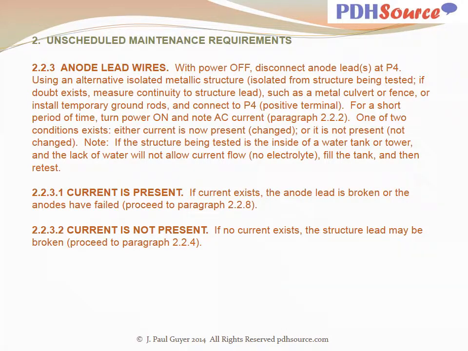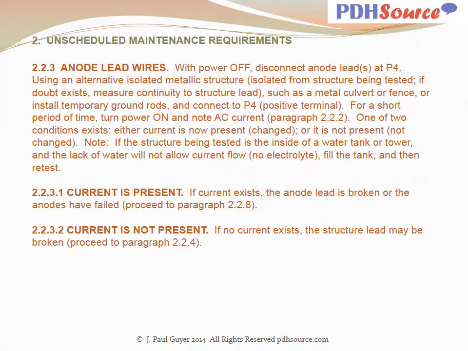With regard to the anode lead wires, with the power off, disconnect the anode leads to P4 using an alternative isolated metallic structure, isolated from the structure being tested. If doubt exists, measure continuity to the structure lead, such as a metal culvert or fence, or install temporary ground rods and connect to P4, the positive terminal. For a short period of time, turn power on and note AC current, paragraph 222. One of two conditions exists: either the current is now present, changed, or it is not present, not changed.